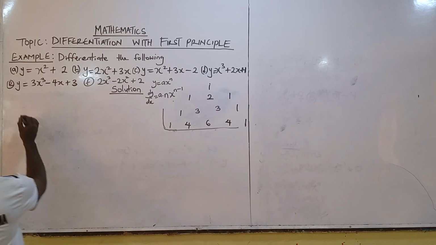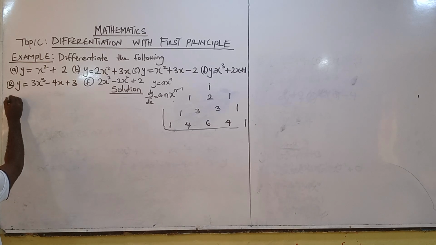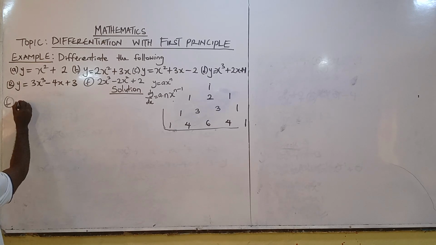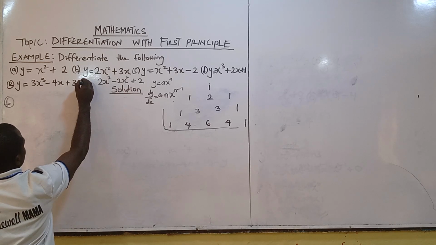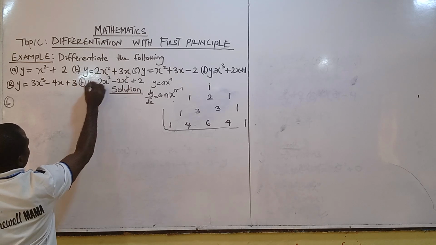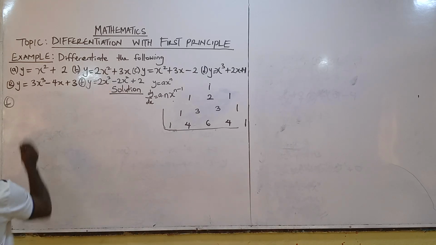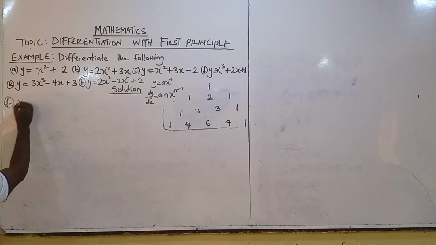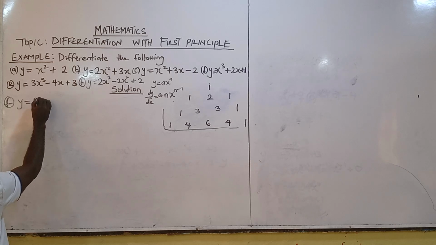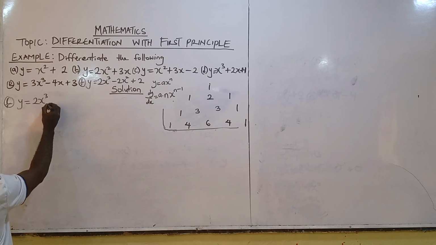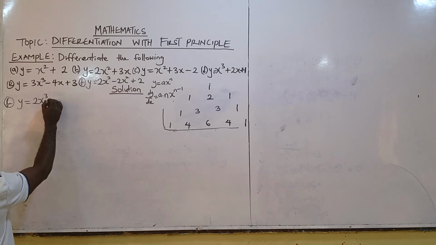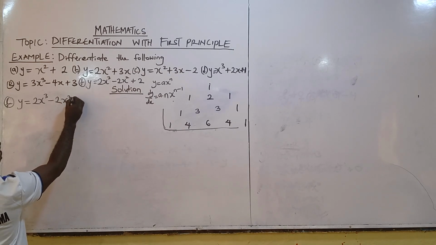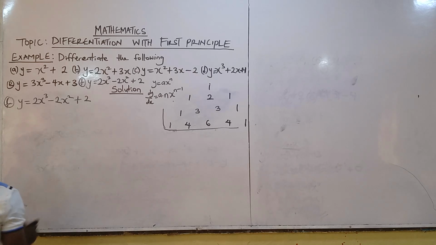Last question we are having: y equals 2x cubed minus 2x squared plus 2.